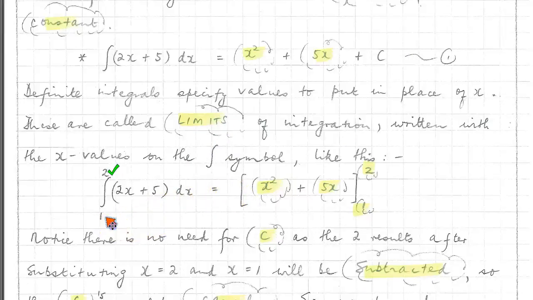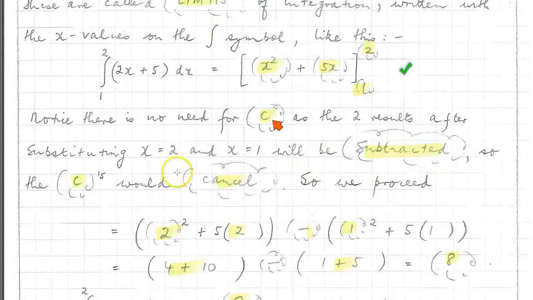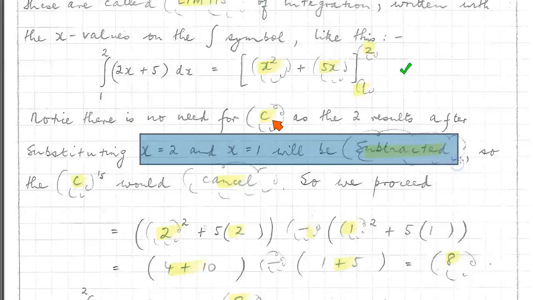Those 1 and 2 are actually x values. So we would write x squared plus 5x, and we'd put a square bracket and put the 1 and 2 on the outside. You'll notice there's no need for us to write c, because we're going to substitute the 2 and the 1 into that formula and then subtract the two answers. So those c's would cancel.